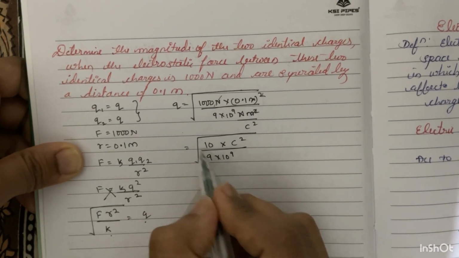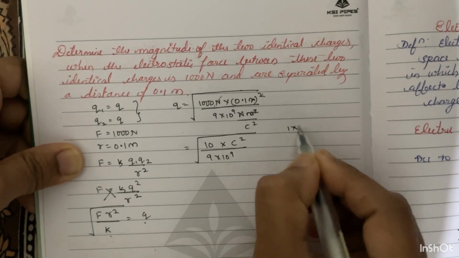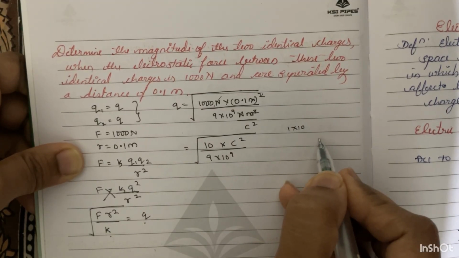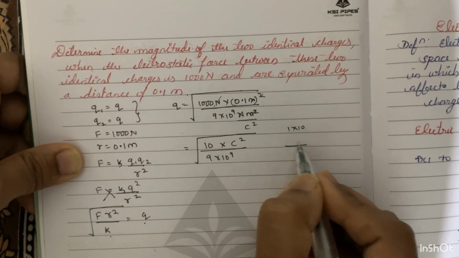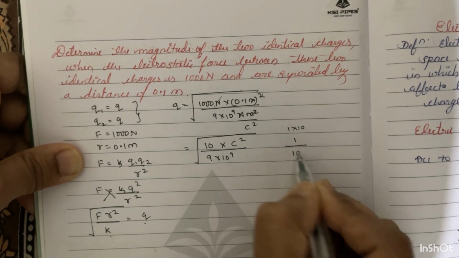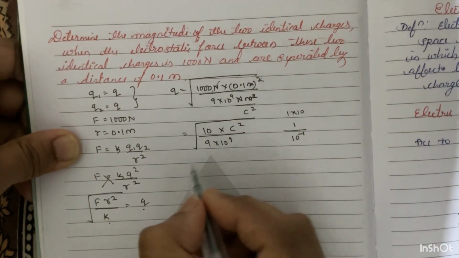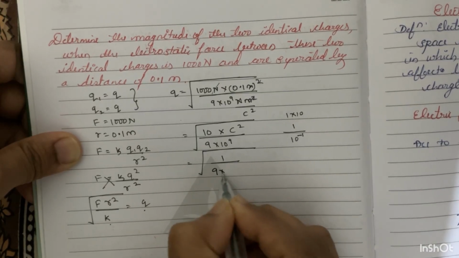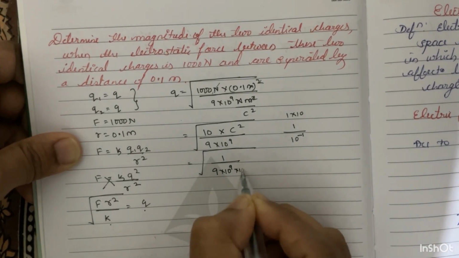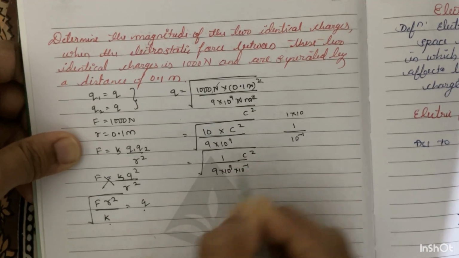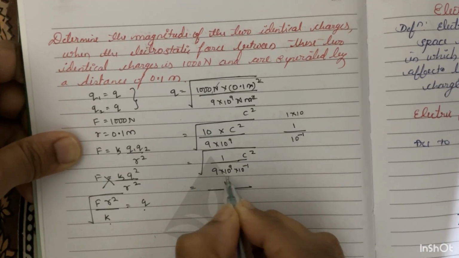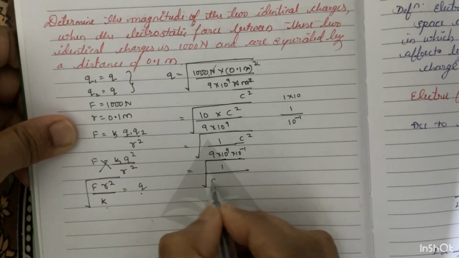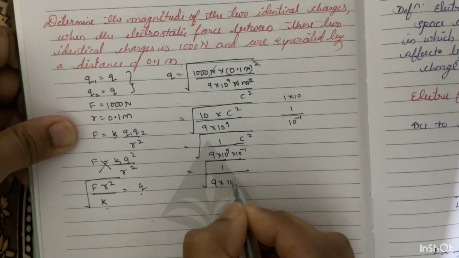Now in the next step, 10 I can write as 1 into 10, still getting 10 only. So this 10 I'm going to send to the denominator, and we get 1 by 10 raised to the power negative 1, right? The square root of 1 by 9 into 10 raised to the power 9 into 10 raised to the power negative 1, and we have C square here. Now the same bases are there, so we can add the powers, and we'll have 10 raised to the power 8 here.